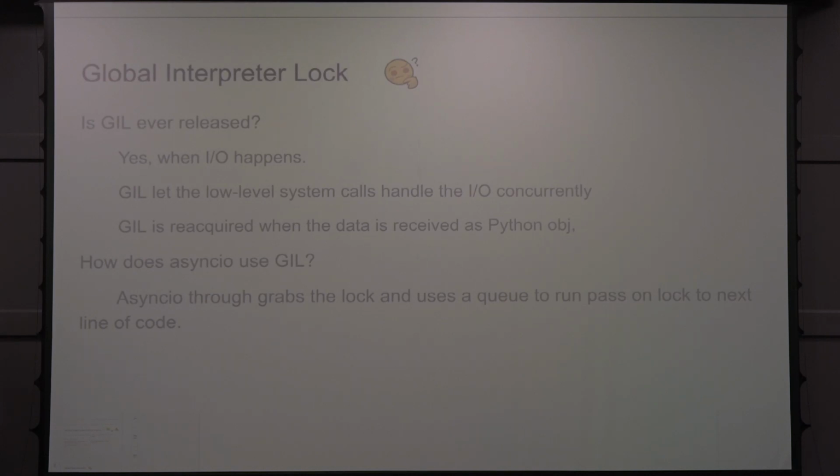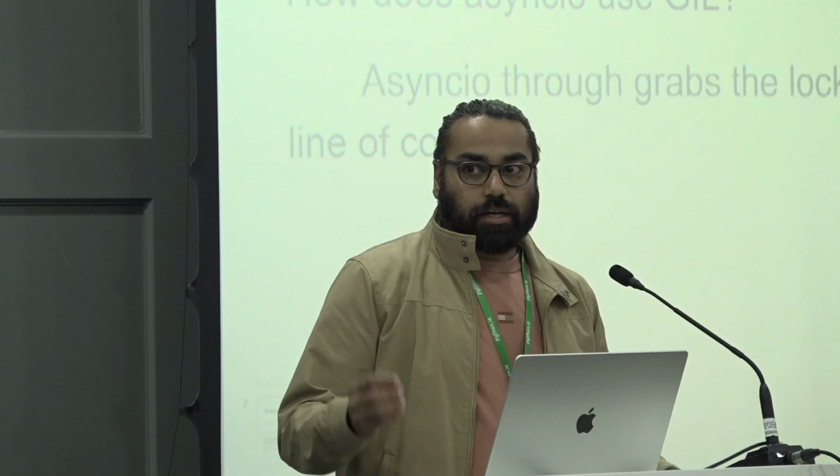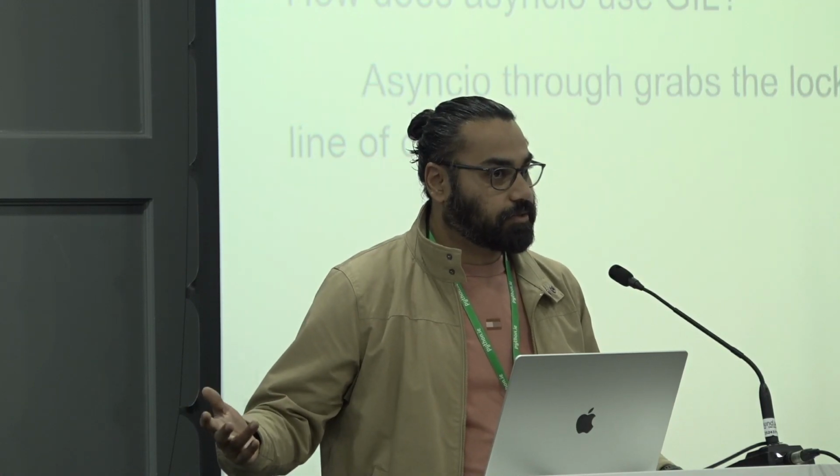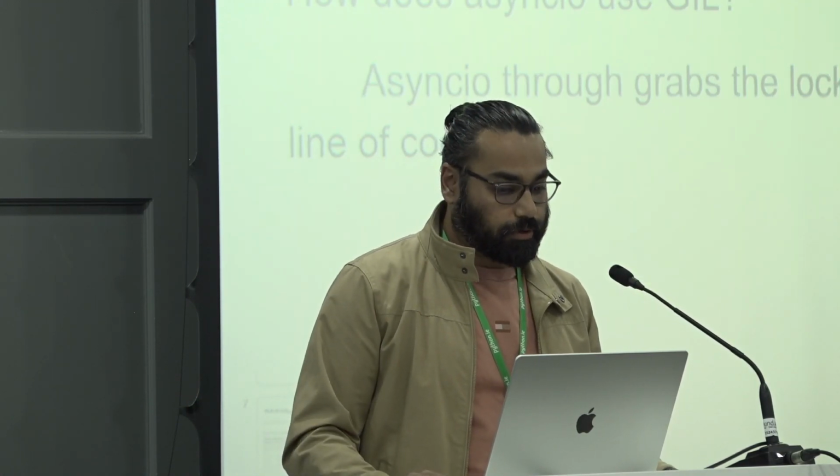So what does async IO do, and is the GIL ever released? It does. When the IO task is being performed, the GIL lock is released, and as I said, the low-level system calls take care of the operation, and the lock is acquired when the data is received in the form of a Python object. And here comes async IO with components like coroutines, futures, tasks, and event loops that we'll take a look at in a bit. They take advantage of this, acquire the lock, and give access to the main thread to run the next available coroutine or the next available line of code.